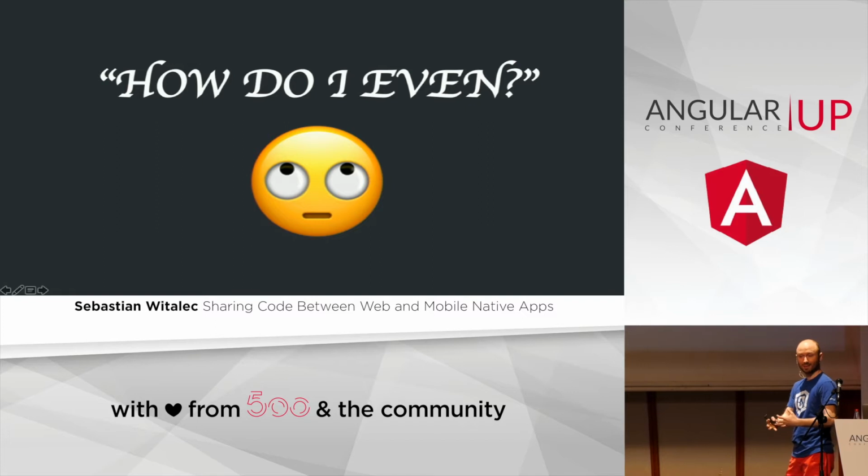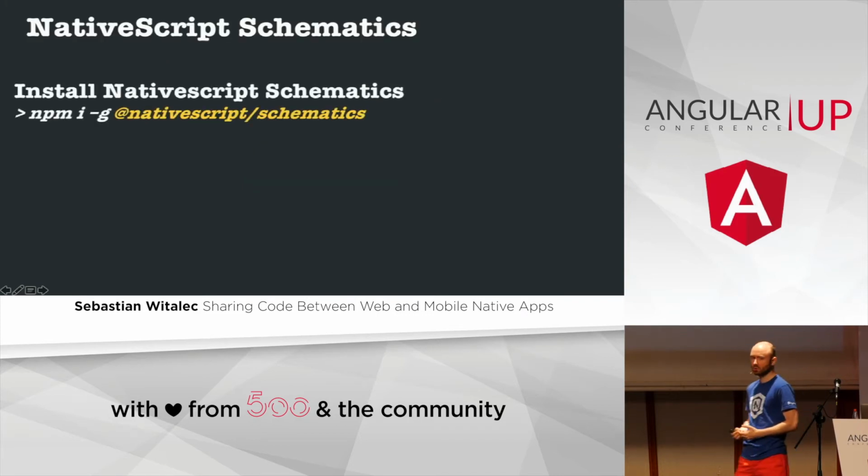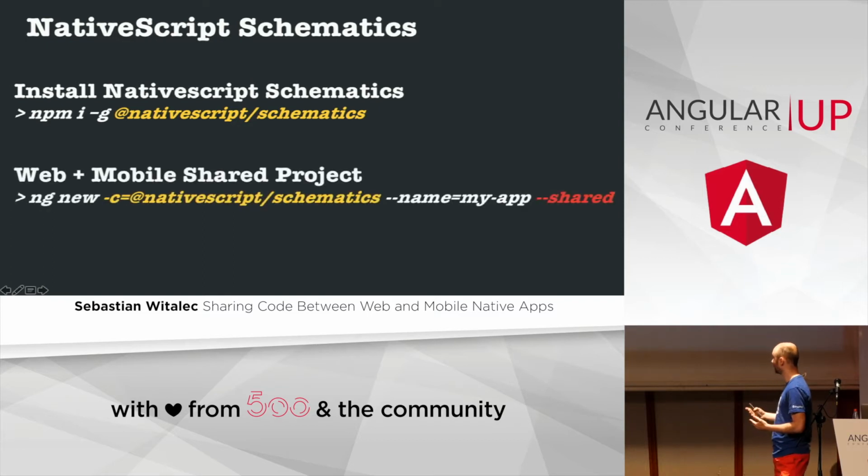So how do we put that in practice? How can you actually structure the project like this? Like Rob was telling us before, there's ng add, which is a brand new thing in the Angular CLI, so we could use this. I've created a NativeScript schematics. If you install that using npm, then you could, for example, create a new project. You call ng new, provide @nativescript/schematics as the collection, give it a name and add the --shared flag, and this will automatically generate a project for you in the code sharing structure, which is pretty cool.